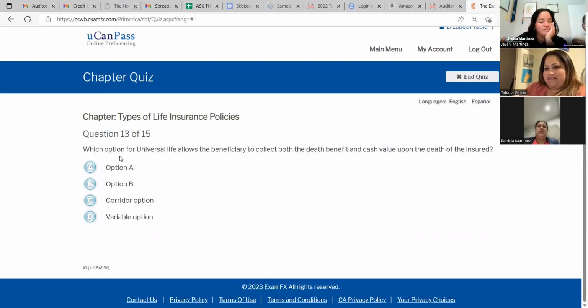Right, so which option for universal? This is how they get us. The corridor option is included in option A and the variable is included in option B. It's a characteristic for those options. But universal life only has two options, A or B. Then inside option A, you have corridor, and inside option B, you have the variable. So my logic, again, I'm not saying it's 100% true, but the way my brain works is saying that it can only be A or B. It can't be both.